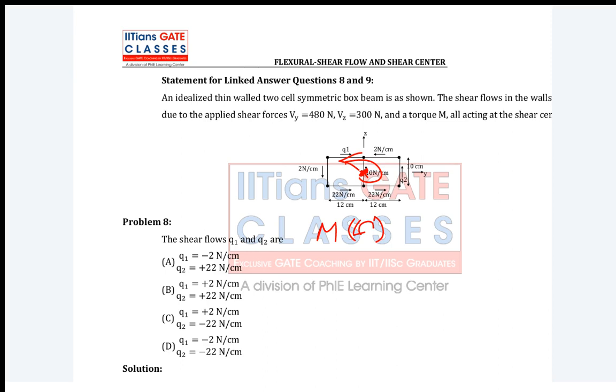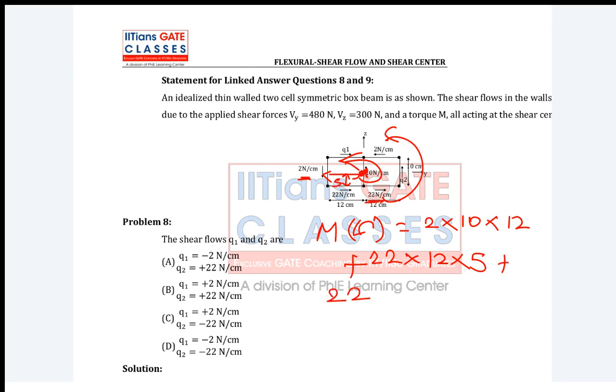So first q2 into length. Length is 10. What is the moment arm? 12. And it gives me anti-clockwise. Then q2, length 12, moment arm is 5 because this is the 5. Now again this q2, 12, moment arm 5.